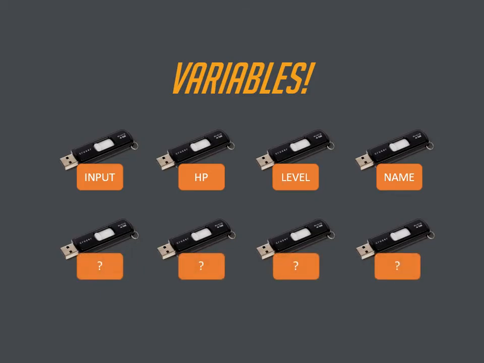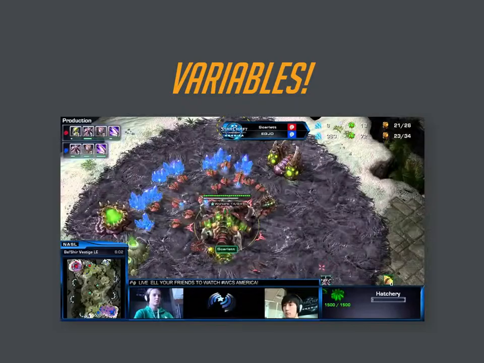There are a bunch of other types of variables too. These are just examples. So let's take a game like StarCraft 2. Let's try to identify some variables that are currently being used in this screenshot. This is Scarlet versus Jaedong.